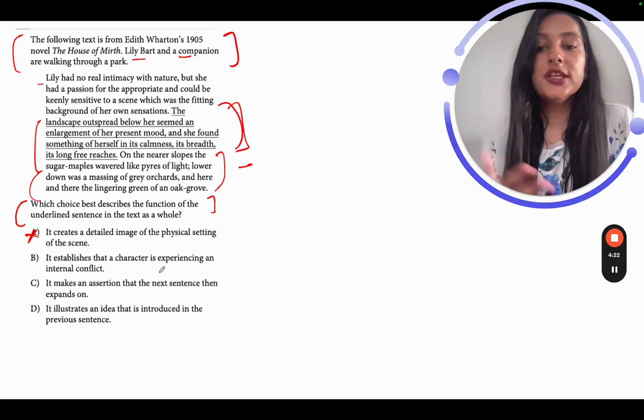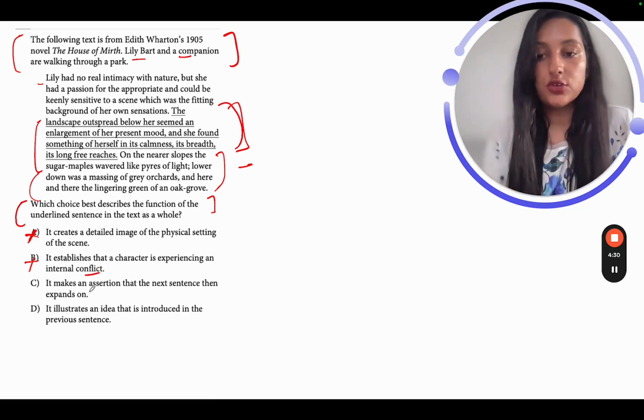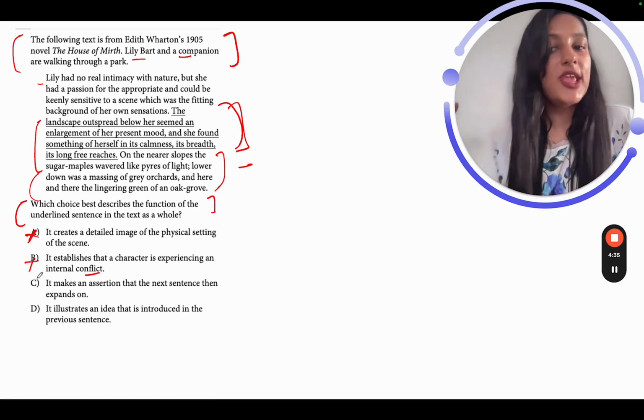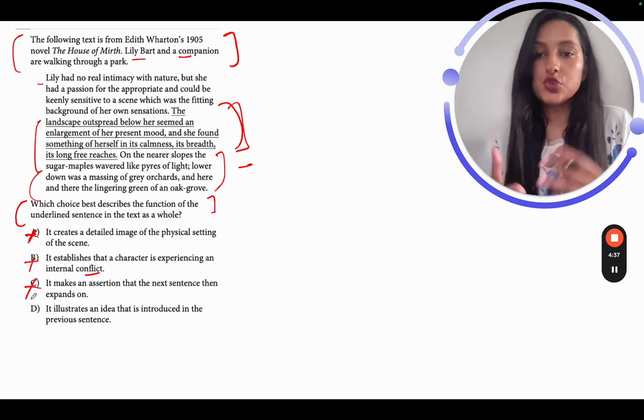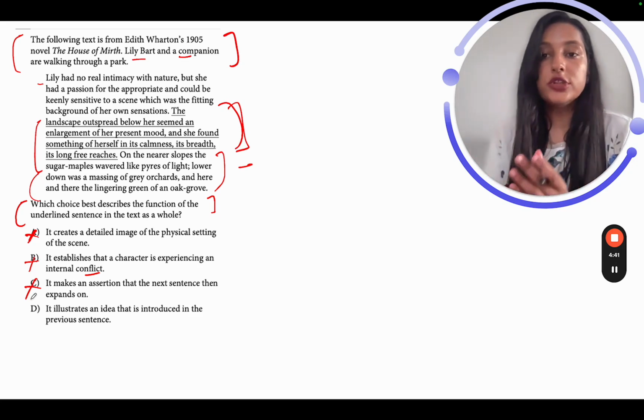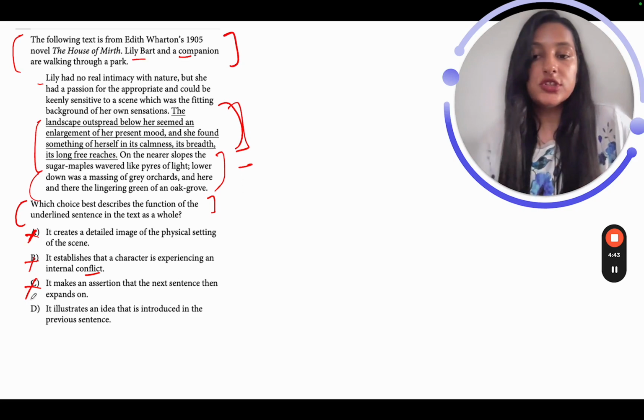B: It establishes that a character is experiencing an internal conflict. Everything was positive in the text. There was nothing negative or no conflict type of situation. So B is out. C: It makes an assertion that the next sentence then expands on. The next sentence was about a physical setting. It was not about the feeling of the place, or about the feelings of Lily. So this is definitely out.